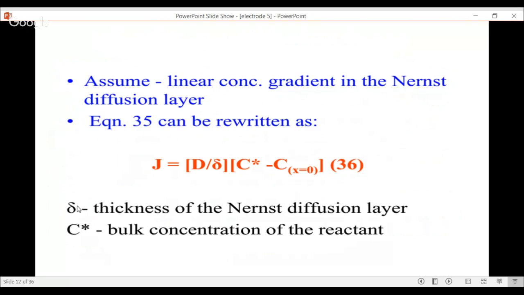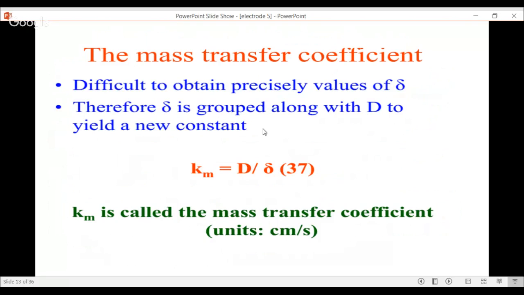Delta is the thickness of the Nernst diffusion layer, C star is the bulk concentration of the reactant, and C is the concentration at the electrode surface, x equal to 0. It is difficult to obtain precisely the values of delta, the Nernst diffusion layer thickness. Therefore, 1 by delta is grouped along with the capital D, the diffusion coefficient, to yield a new constant Km. Km is equal to D by delta, where Km is called the mass transfer coefficient, in units of centimeter per second. I hope you can see this is a one-dimensional transport.